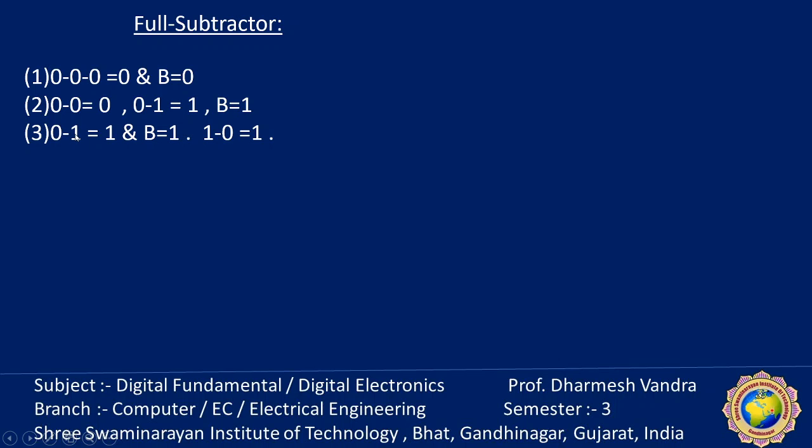0 minus 1, again 0 minus 1, in the first stage borrow is required and the difference is 1. Whatever this difference 1, take here, and the third bit is 0. So 1 minus 0, 1. Finally, we can say that the difference is 1. Subtraction of 1, 2 and 3 bit.